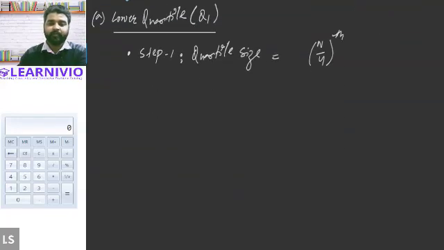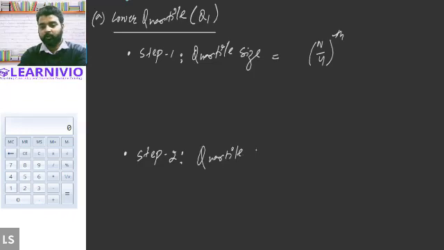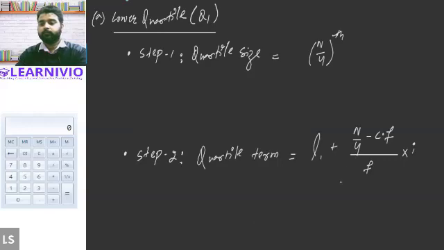Once we are done with the calculation of quartile size, we will have its value. Then, once we have the value of quartile size, we will apply the second step, which is finally to calculate the quartile value, or you can say the quartile term. For calculating the exact quartile term, we will apply this formula: L1 plus N upon 4 minus cumulative frequency upon F into class interval I. So this is the formula for calculating Q1.